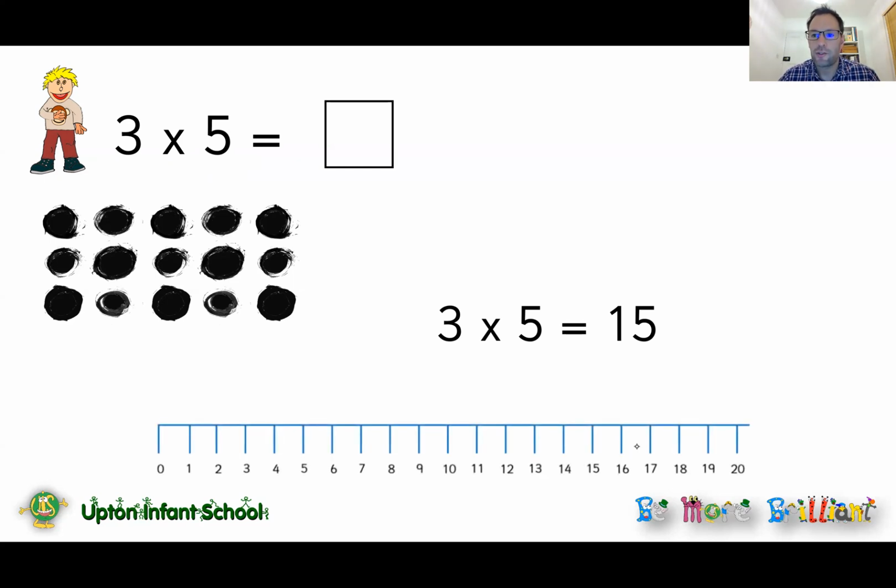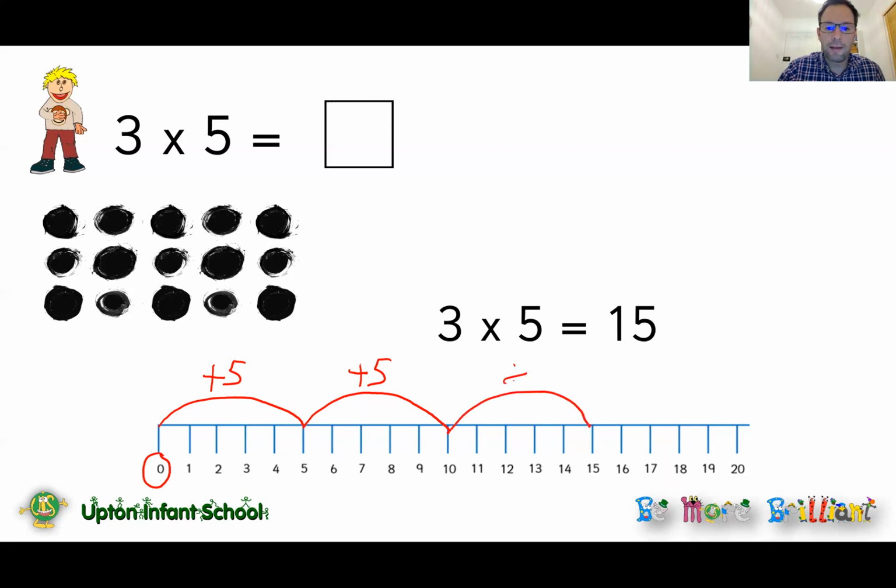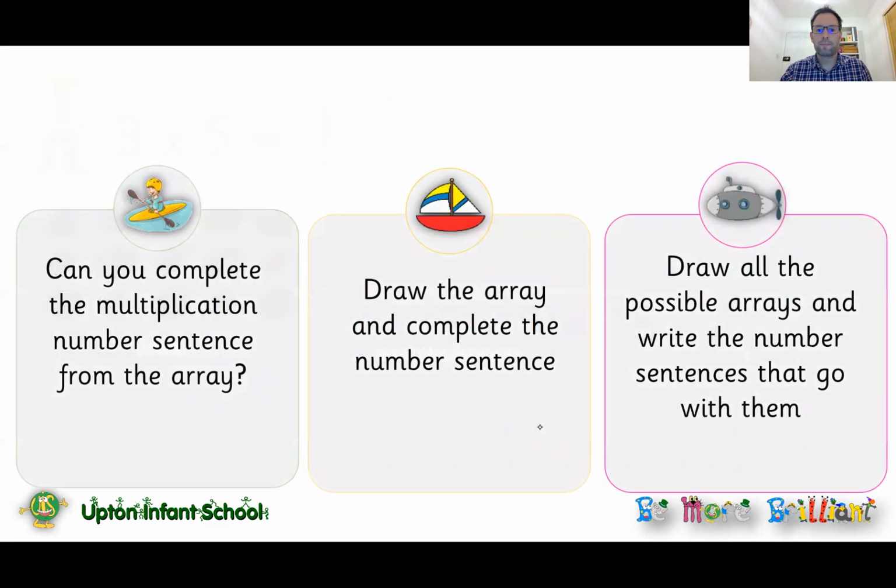And again, we can show this on a number line. So we're going to do 3 jumps of 5 this time. So I'm going to start at 0. I'm going to do a jump of 5. That's how big my jump is. And I've landed on 5. Another jump of 5. This time I've landed on 10. And now my third jump of 5. And I've landed on 15. 5 add 5 add 5 is 15, or 3 lots of 5 is 15.